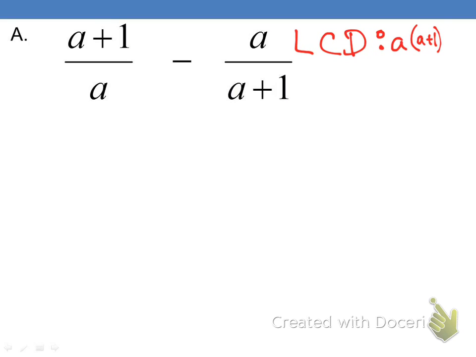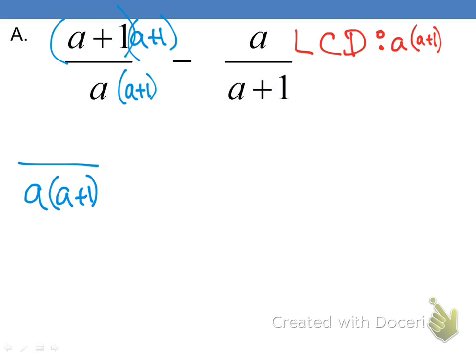Okay? So look at our first rational expression. What is this missing? A plus 1. The A plus 1 part. So as long as you multiply the top and the bottom by the same thing, you haven't changed the value of that expression. So I'm going to multiply the top by A plus 1 and the bottom by A plus 1. Okay? Now, I am not going to distribute on the denominator. I am going to distribute on the numerator.